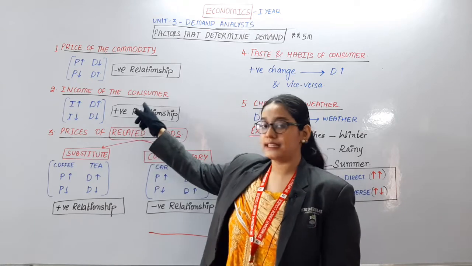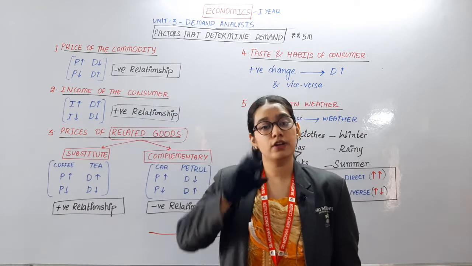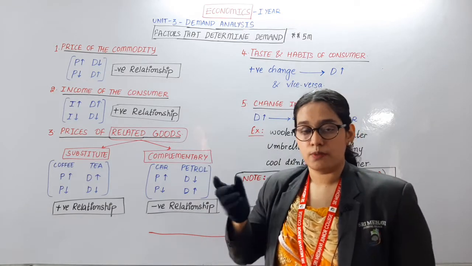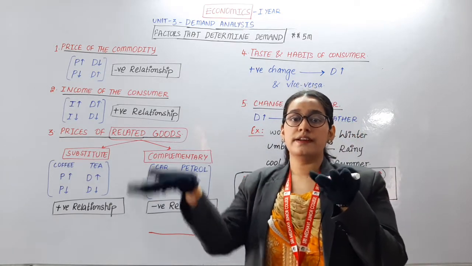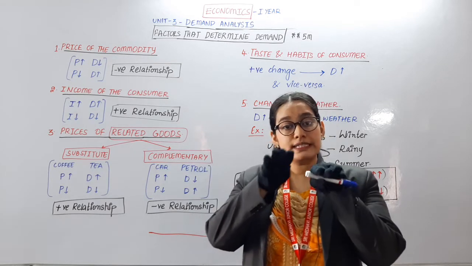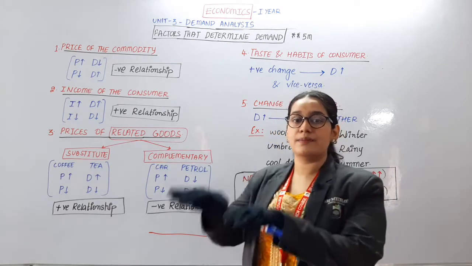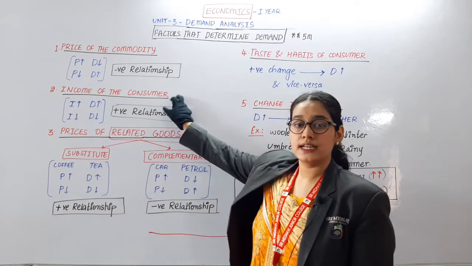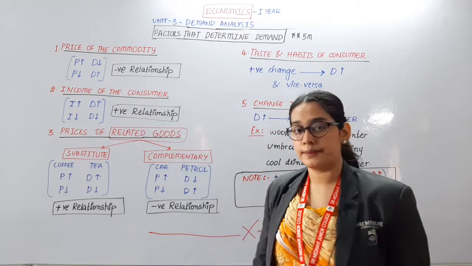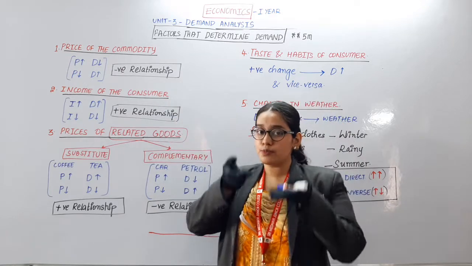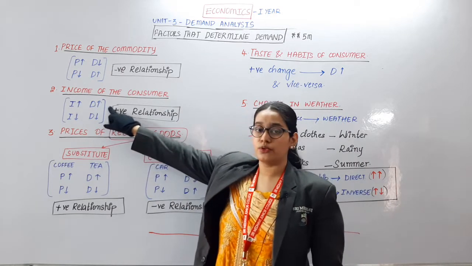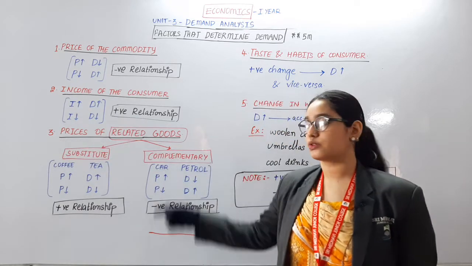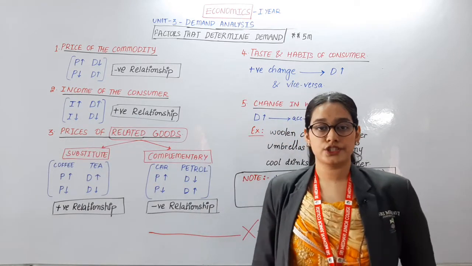Now I can say that the income of the consumer is also one of the factors which will determine the demand. Okay. When the people's income is more, the demand is also more. When people's income is less, the demand is also less. Instead of people, you can use a word called consumer. Alright. When the consumer's income is more, demand is also more. When the consumer's income is less, demand is also less. It is called a positive relationship.